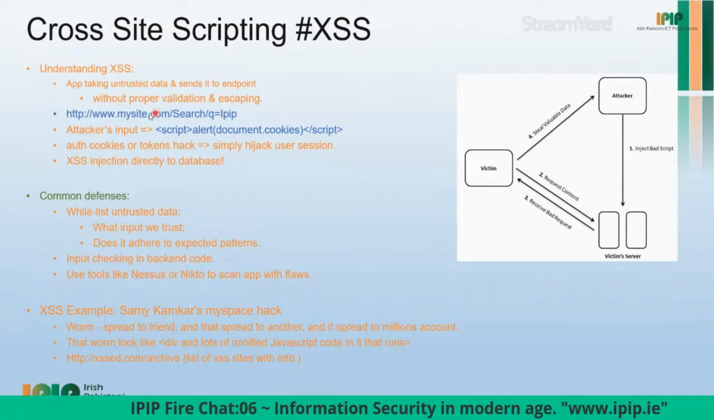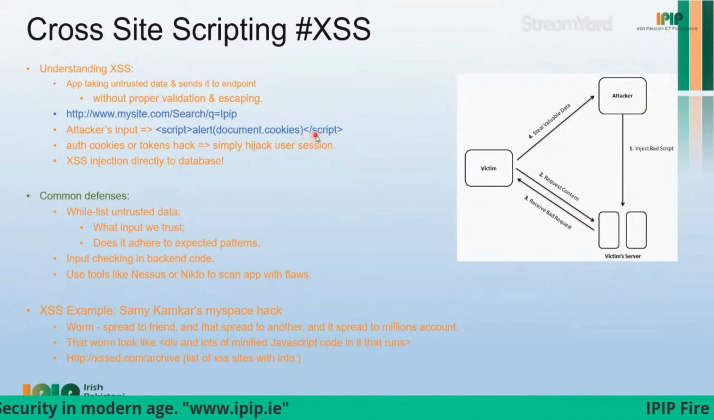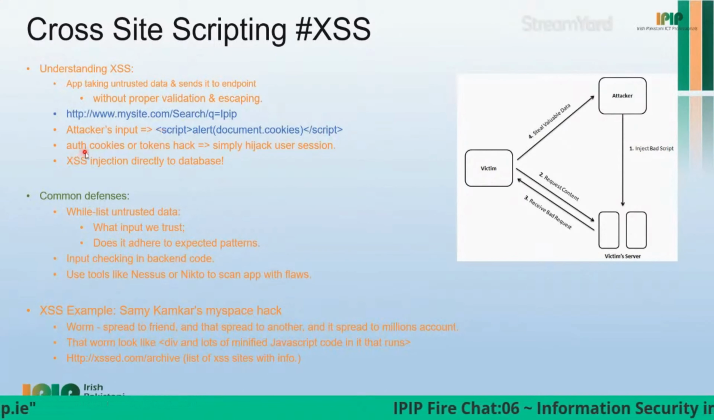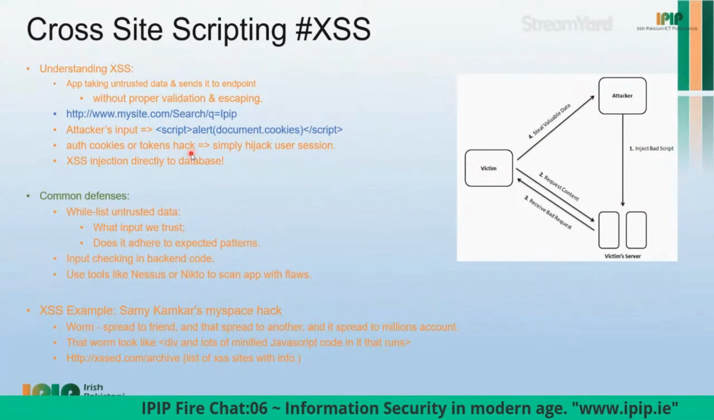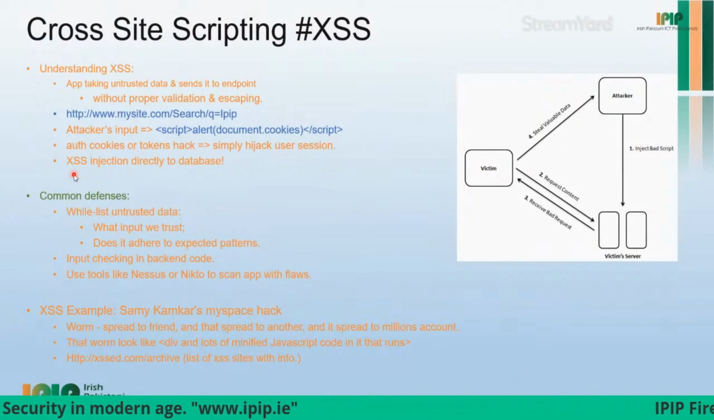Like if I'm going to a website and searching for IPIP, an attacker can input a script, and if it is not properly handled, it will give you back all the cookies. It can give you back auth cookies or tokens. That's what attackers need, and this can simply hijack your session, and they can do more stuff, and they can try XSS injection directly into the database.